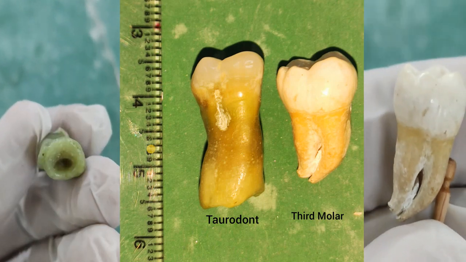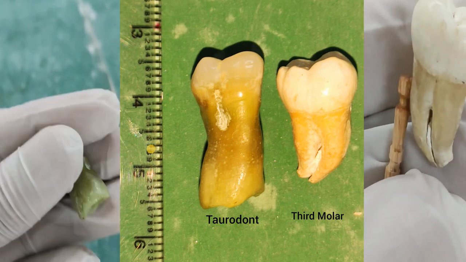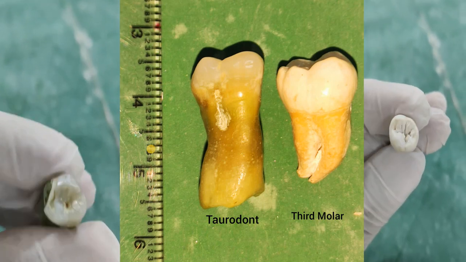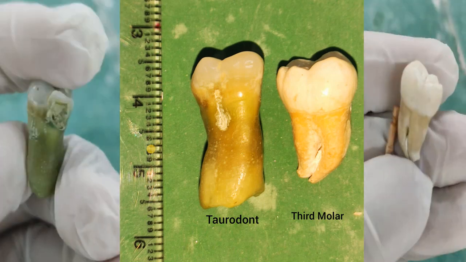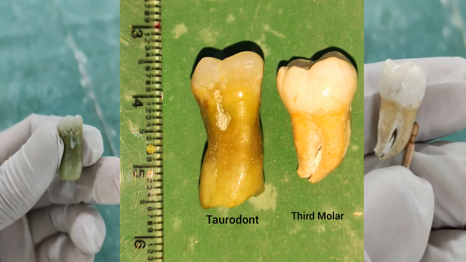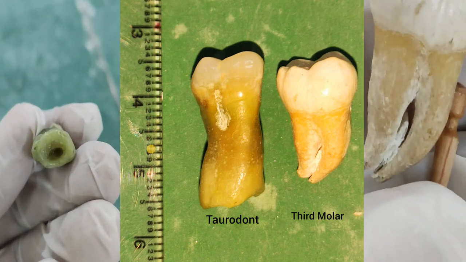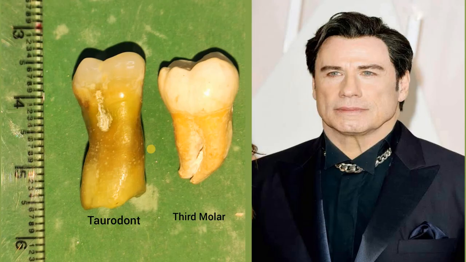Occlusally, they look alike. However, when you turn it around, you can see the root is trifurcated in the specimen to your right, while the one on your left doesn't show any bifurcation or trifurcation. This is exactly what taurodontism is about. Taurodontism is a developmental disturbance of the tooth, in which the body is enlarged at the expense of the roots.